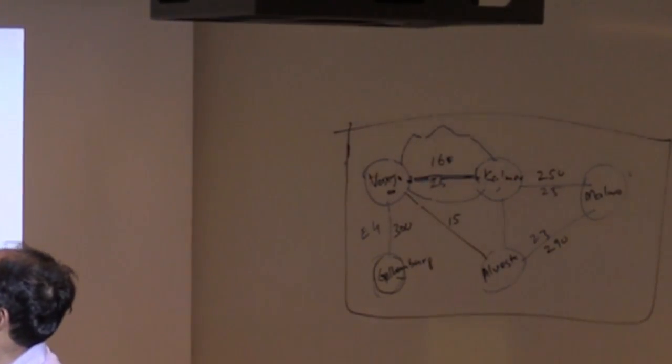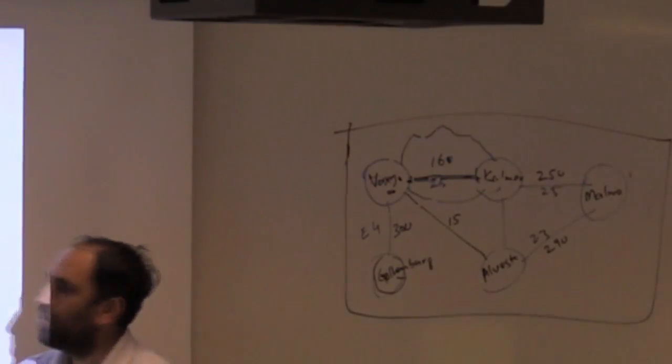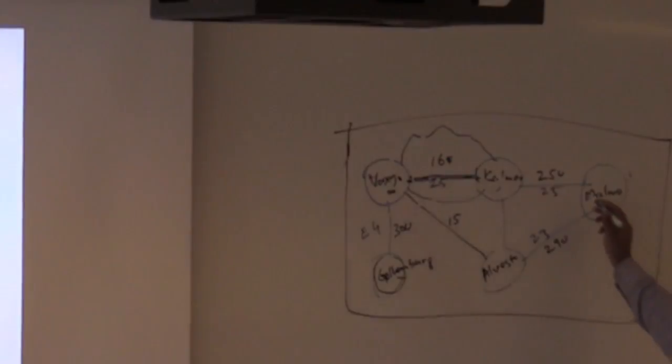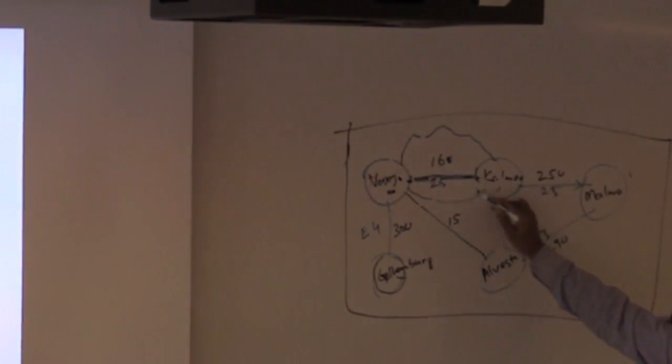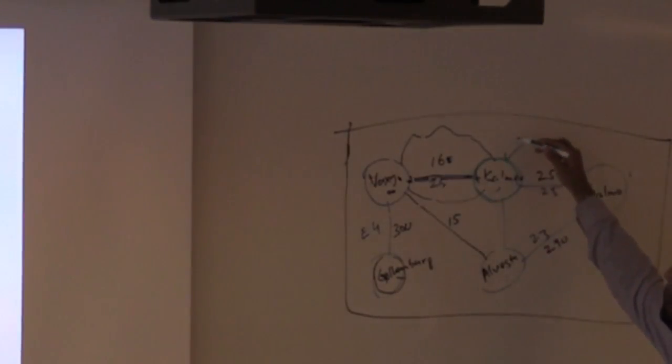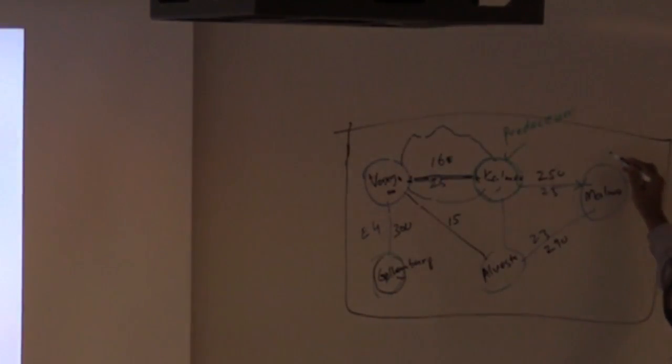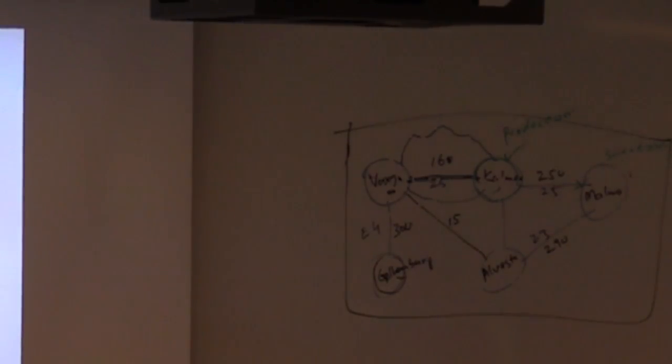I have already explained the predecessor and successor. So if you have a directed edge, for example, if we have a directed edge here between Kalmar and Malmo, in this case, this is the predecessor, the one from where you start, and the target node will be the successor. Okay.